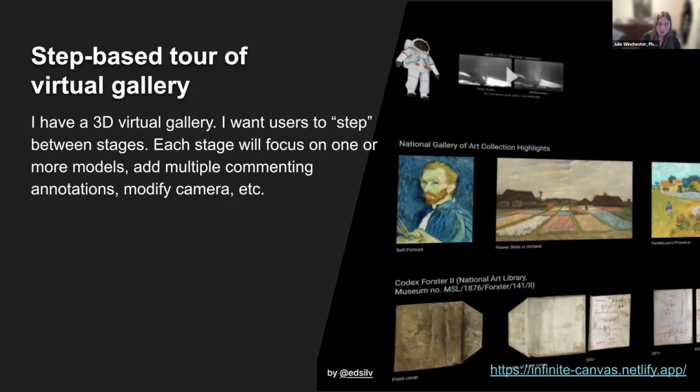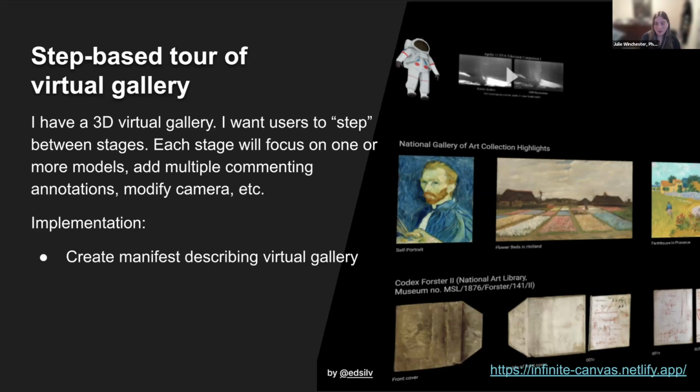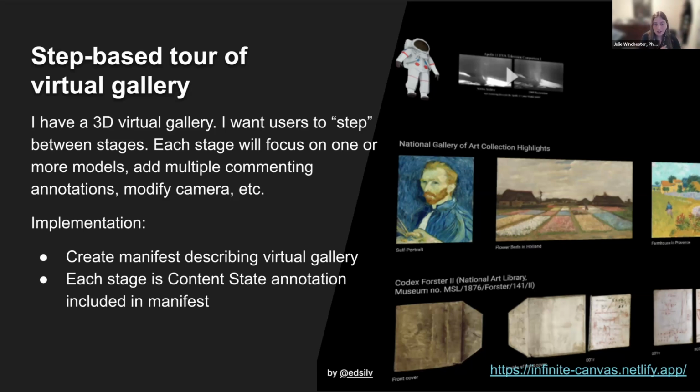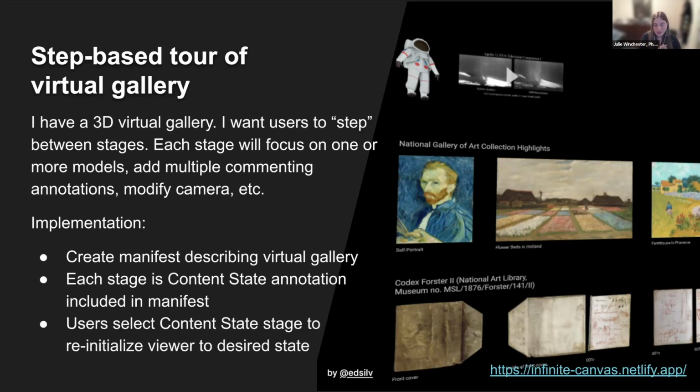So a way that you can use content state to implement this: first, I create a manifest describing my virtual gallery in its initial state. Then, on the items of that manifest, I add one or more content state annotations. The content state annotation includes basically where I want the camera to go. It includes the commenting annotations that I want to show up for that particular painting. And then the users select from the content states that are just part of the manifest to reinitialize the viewer to their desired state. So this is a manifest that just comes with maybe a dozen content states. Users can click between them, and the scene changes every time that they do. So I can go from stage to stage.